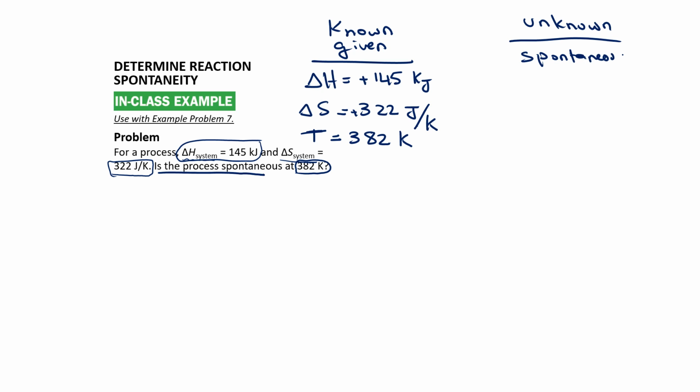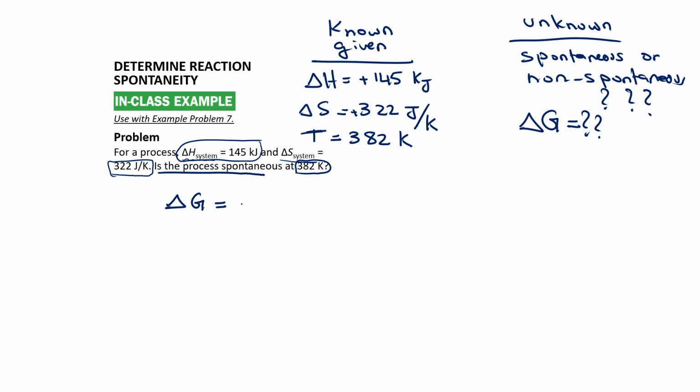Spontaneous or non-spontaneous. The reaction that has these numbers, is it going to be spontaneous or non-spontaneous? So in other words, they are asking you about delta G. They want you to find delta G. Because you know, if delta G is positive, non-spontaneous. If delta G is negative, it is spontaneous. So write the equation of delta G. Delta G equals delta H minus T times delta S.